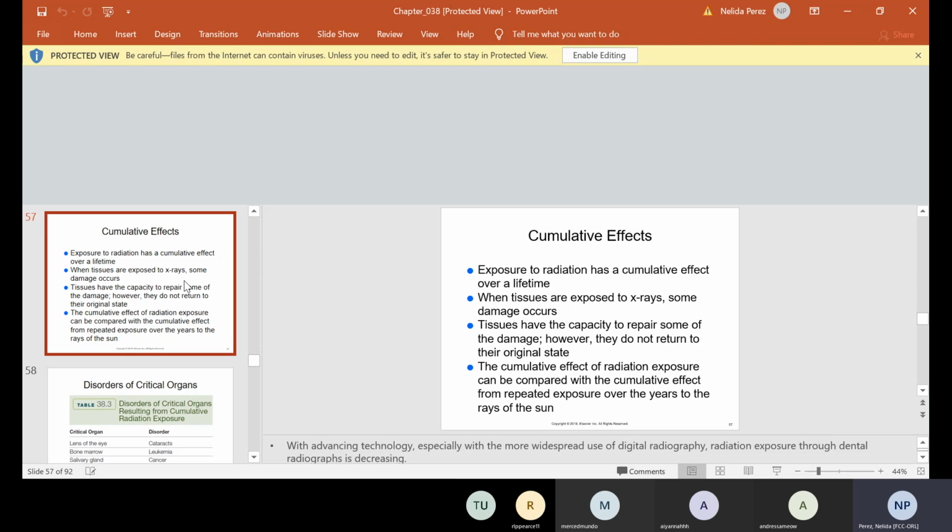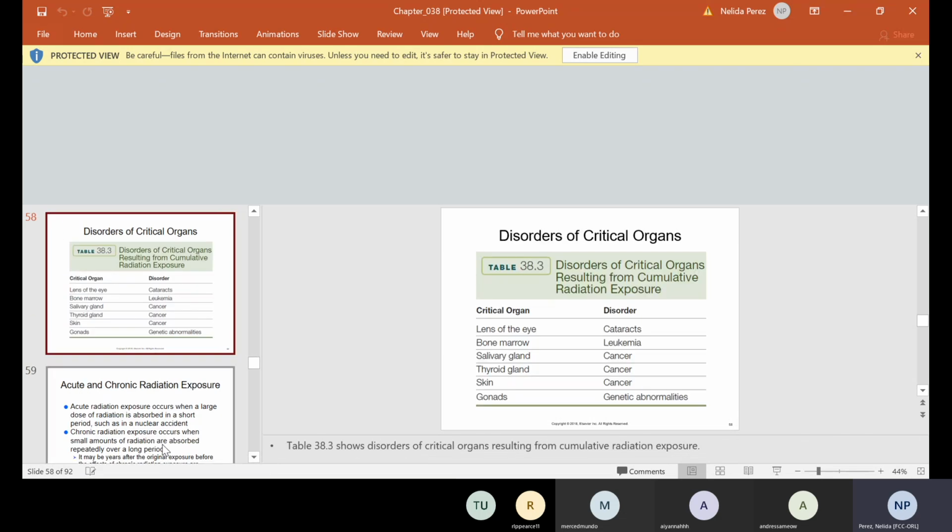The cumulative effect of radiation exposure can be compared with the cumulative effect from repeated exposure over the years to the rays of the sun. So think about your surfers. Think about the people that are constantly exposed to the sun over time. Skin cancer. Right, exactly. They can develop skin cancer. A lot of times their skin looks weathered, rough, leathery, wrinkled, okay? And that's what happens over time. We're not exposing 20 minutes of it. Exactly. Half of a millisecond.